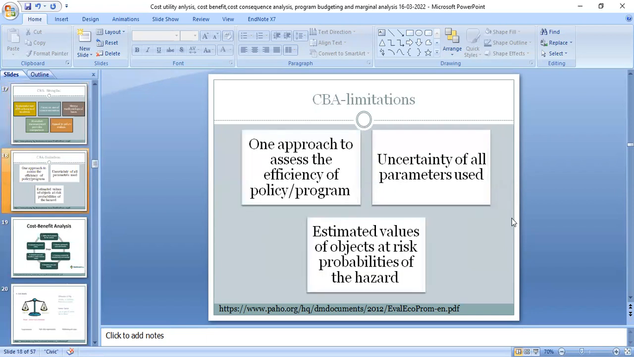Now, the limitations of cost-benefit analysis. It is one approach to assess the efficiency of the policy or a program, and there is uncertainty of all parameters used, the estimated values of objects at risk, and probabilities of the hazard.